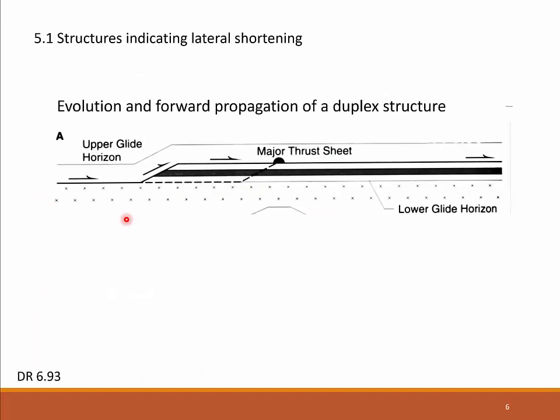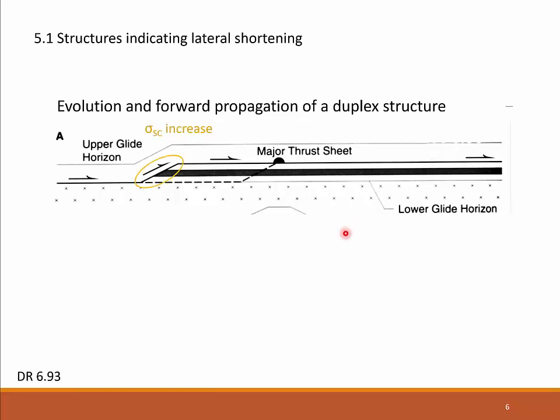Let's now discuss how a duplex structure actually evolves over time and how we end up with these stacked horses in the duplex structure. We see here an earlier stage, an upper glide horizon, where a thrust sheet on the top is sliding over a ramp and on top of a stack of brittle layers. This would be a major thrust sheet here on the top.